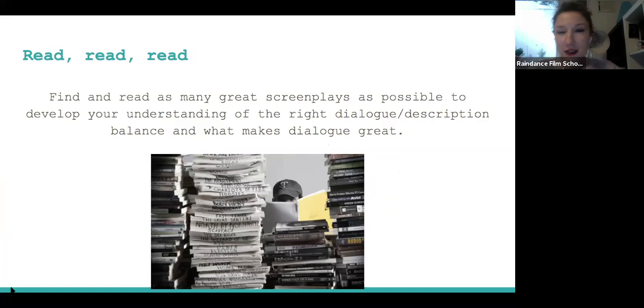And finally, that's something I will always recommend: read. I think it's a given in a way, but read as many great screenplays as you can get hold of, and look at the dialogue and what makes the dialogue so great. How is it written? How is the balance between dialogue and description? Where is the subtext in the dialogue? The more you read and the more you get an understanding of it, the easier it will be for you to develop something like that yourself. So look out for what makes that dialogue so great.